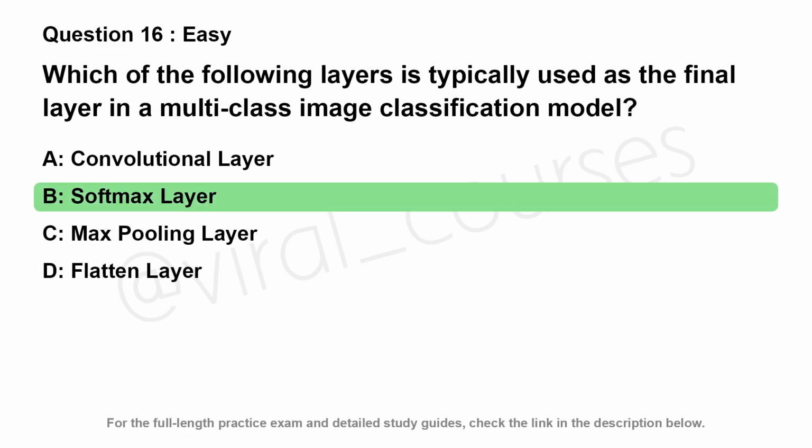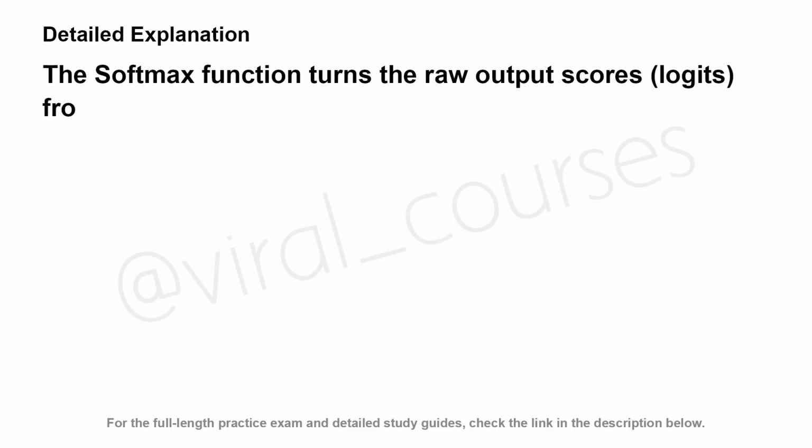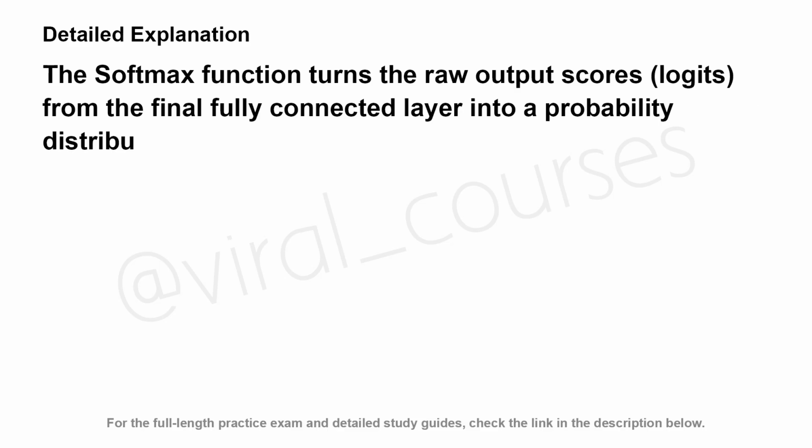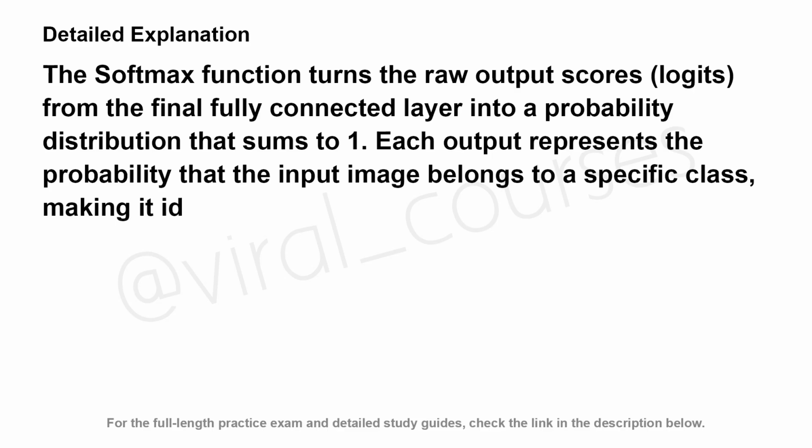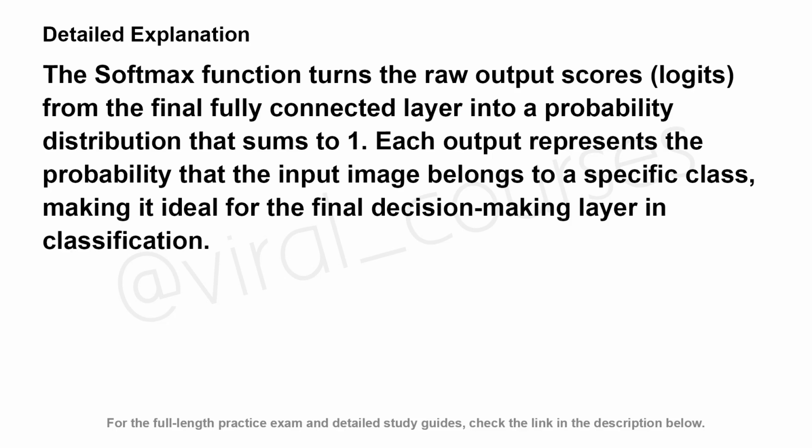The correct answer is B. The softmax function turns the raw output scores, logits, from the final fully connected layer into a probability distribution that sums to 1. Each output represents the probability that the input image belongs to a specific class, making it ideal for the final decision-making layer in classification.